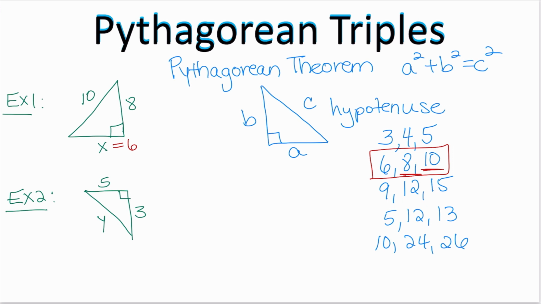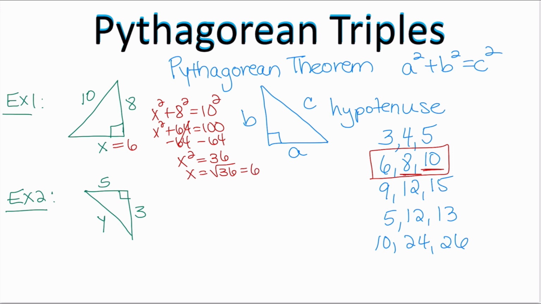If I were to do this the long way, you would see that in fact x squared plus 8 squared would equal 10 squared. x squared plus 64 is equal to 100. If you subtract 64 from both sides, you get x squared is equal to 36, and the square root of 36 is in fact 6. So by knowing that this is a Pythagorean triple, it actually saves you time, because I already know by looking at the problem that because the hypotenuse is 10 and one of the side lengths is 8, then the missing side length has to be 6.